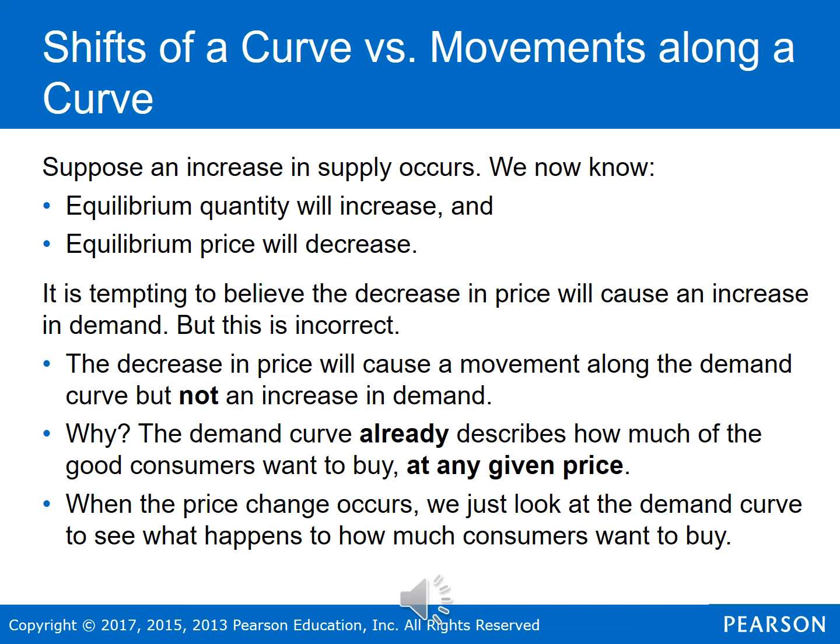So say, in this case, we shift the supply curve. We're going to move along the demand curve from the initial equilibrium point where those two curves cross to the new equilibrium point where the new supply curve crosses the demand curve. So we'll move along the curve rather than causing another shift in the demand curve.